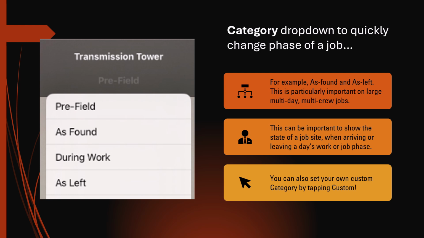Under Description is a category drop-down to quickly change phase of a job. For example, before and after, in this case as found and as left. This is particularly important on large, multi-day, multi-crew jobs. This can be important to show the state of a job site when arriving or leaving a day's work or job phase. You can also set your own custom category by tapping Custom.